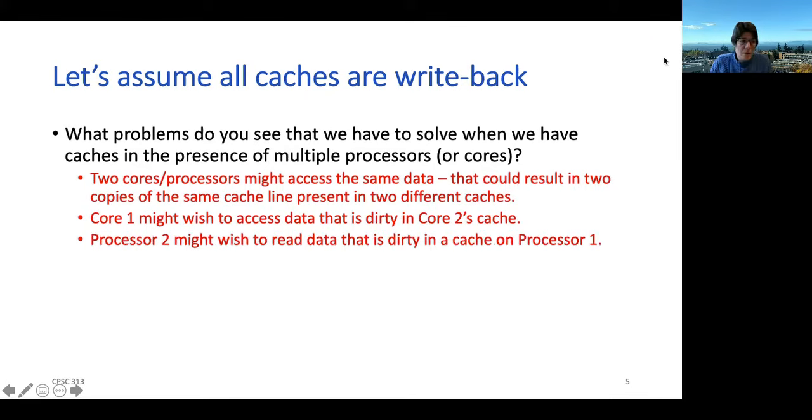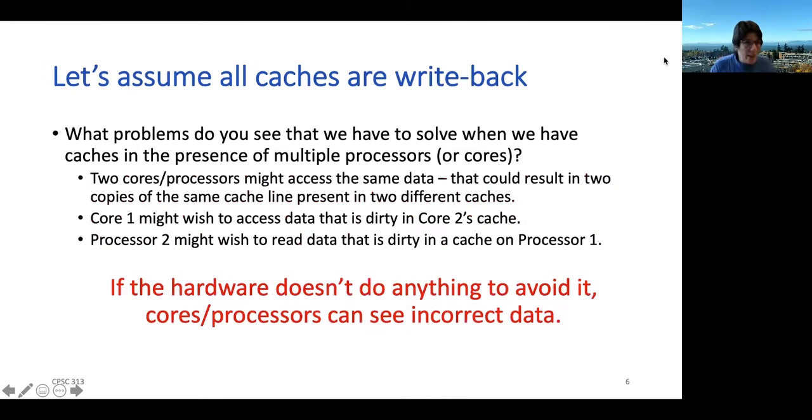Or maybe processor 2 wants to read some data and it's dirty in the cache on processor 1, right? So it's not even on the same chip, it's on a completely separate chip. So the reality is that if the hardware doesn't do anything to avoid it, then cores and processors are going to see incorrect data. And as designers, it's our job to make sure that that doesn't happen. So let's look at this in a little more detail.